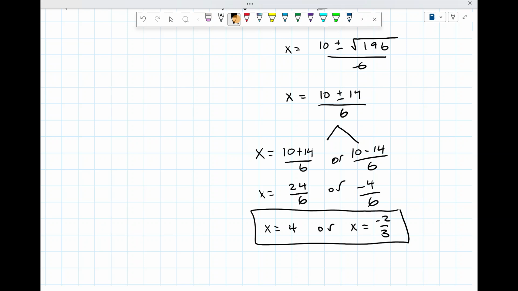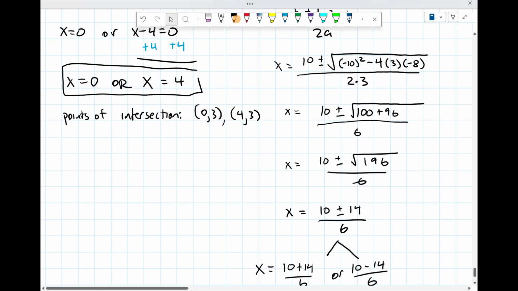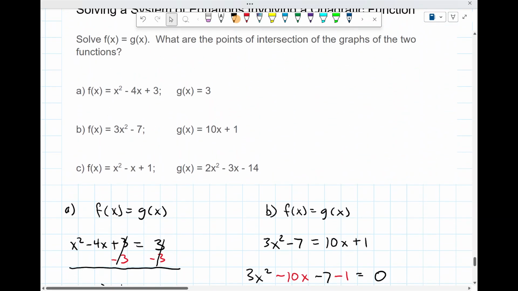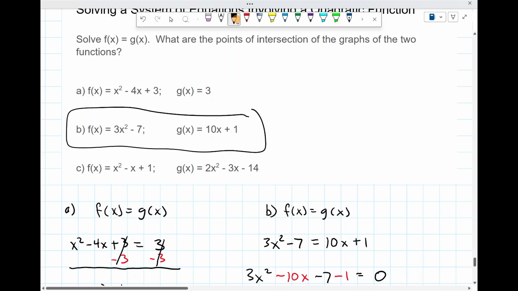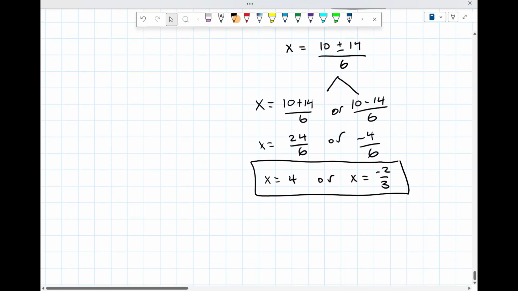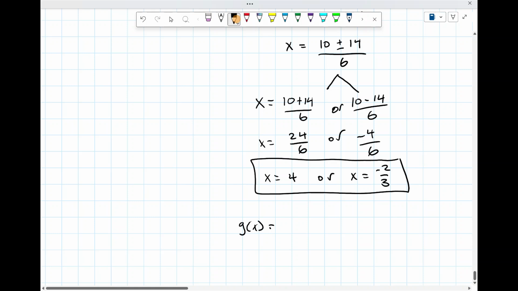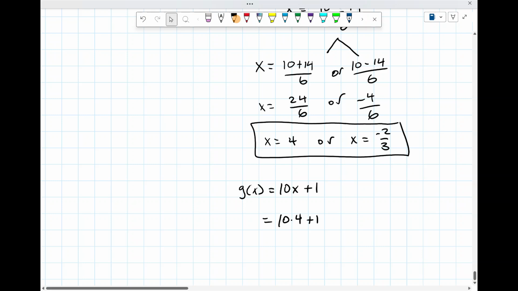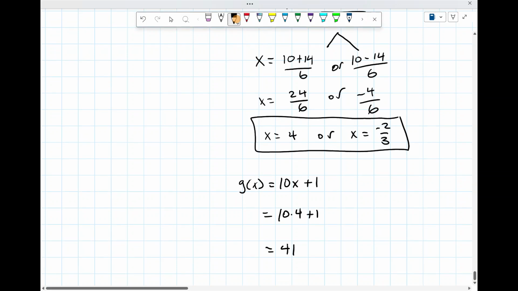Now, if I want to find the points of intersection, I need to go back, and I'm going to choose one of these equations, and I'm going to plug into it. g of x seems easier to me, so I'm going to plug into g of x. So g of x equals 10x plus 1. So this would be 10 times 4 plus 1, which is 41. So one of my points will be (4, 41).